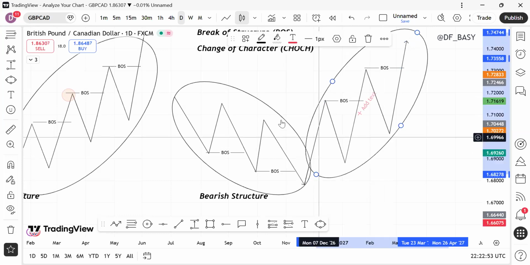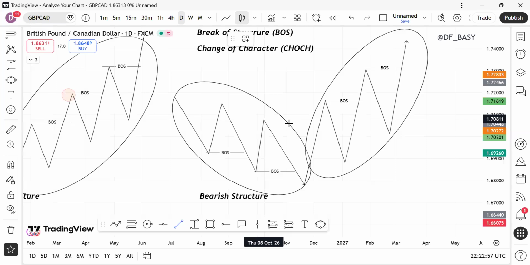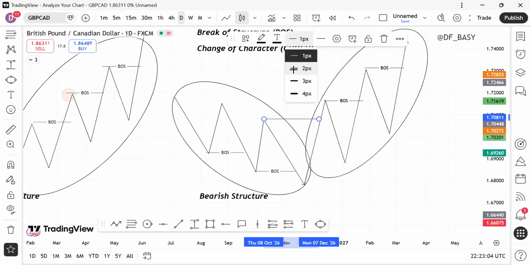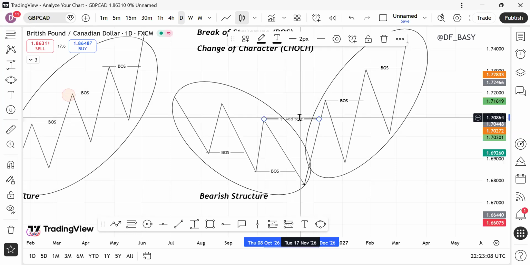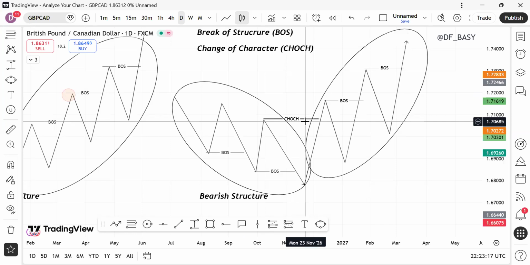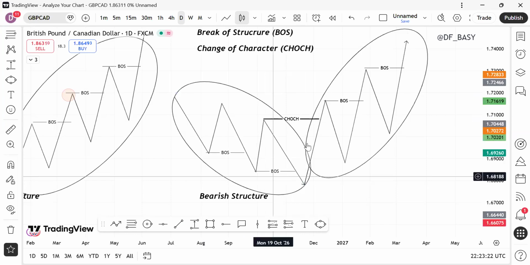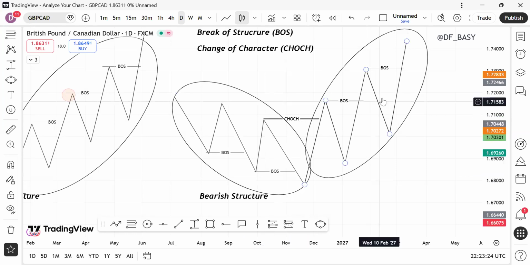So when did this change occur? This change occurred here. See where I'm marking? See that point where I'm marking at? This change occurred here. So this point here is called what? A change of character. It's called a change of character, where the market changes in character. The character was a bearish structure, so now it changes and it's now a bullish structure.